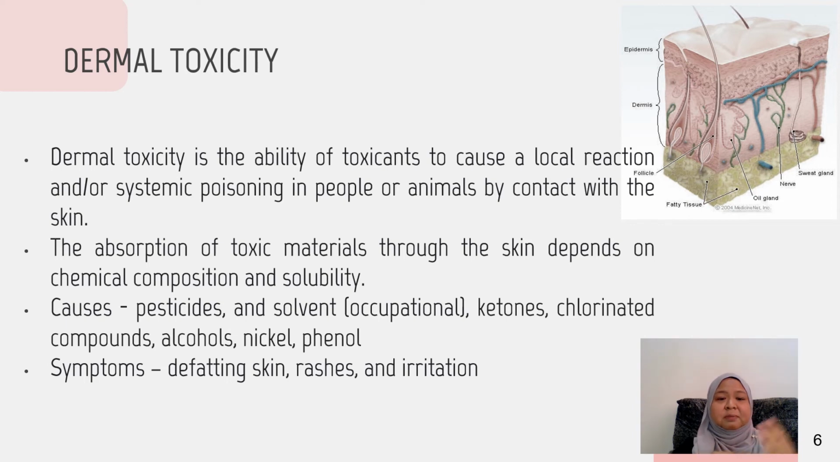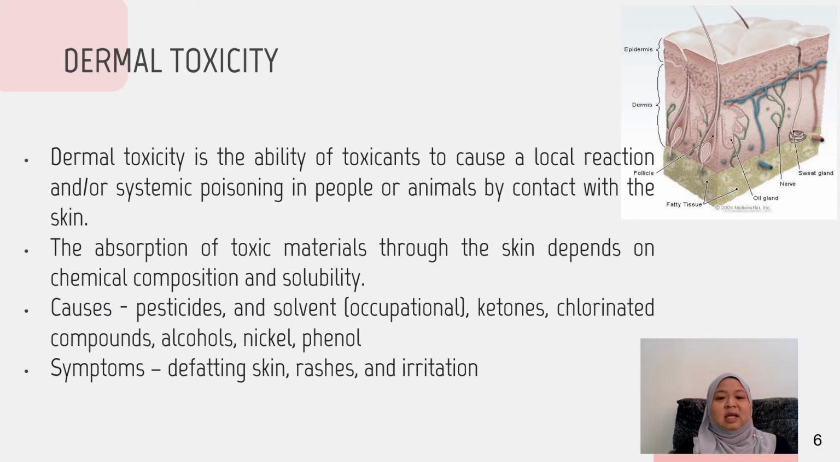But somehow we learned in the previous class that human skin is not very permeable, because it has several layers, so it's a very good barrier for toxicants. But the absorption will depend on the toxic material, whether it depends on the chemical composition as well as the solubility. So what substances cause this dermatoxicity? One of them is pesticide. We can see people working in the farm spraying pesticide, right? They have to know the direction of the wind, so that the pesticide they sprayed doesn't go back to themselves, so that they don't get exposed to the pesticide.